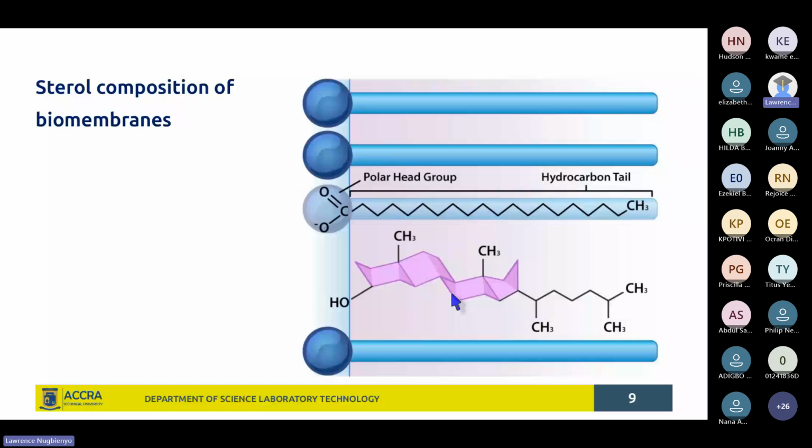The more of these sterols you have in cell membranes, the lesser fluid the membrane is going to be, meaning the membrane is going to be more stable. But of course, that is in relation to the kind of environment, conditions in which the cell is, or the organism is growing. So we'll look at some example of that later.